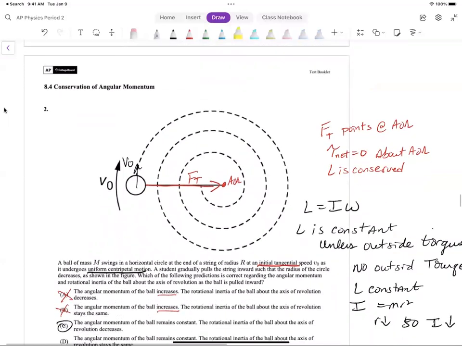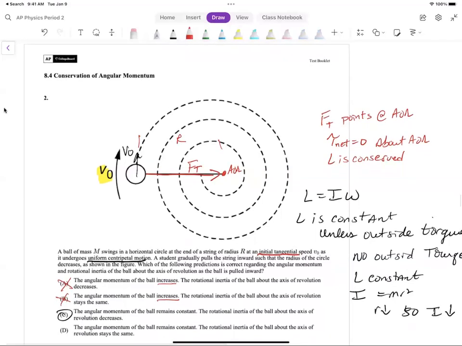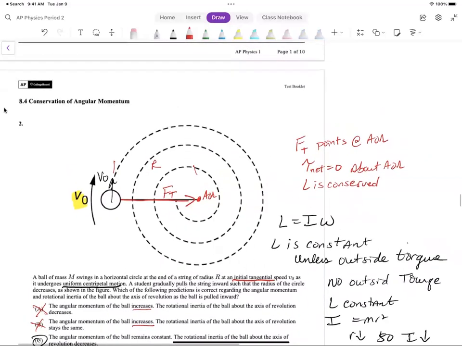Conservation of angular momentum. Oh, sorry, number 2. The situation is I've got a ball traveling with a velocity v naught. Somebody is holding a string, and it's providing a force of tension directly towards the axis of rotation. As the ball travels in the circle, we're going to pull inward and make the radius smaller. So you can see that this radius here is getting smaller, and we want to know how that impacts the angular momentum and rotational inertia of the ball. All right, so just look at this. The force of tension points directly at the axis of rotation.